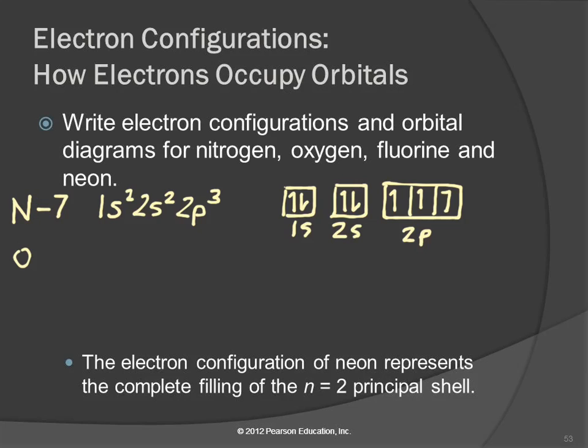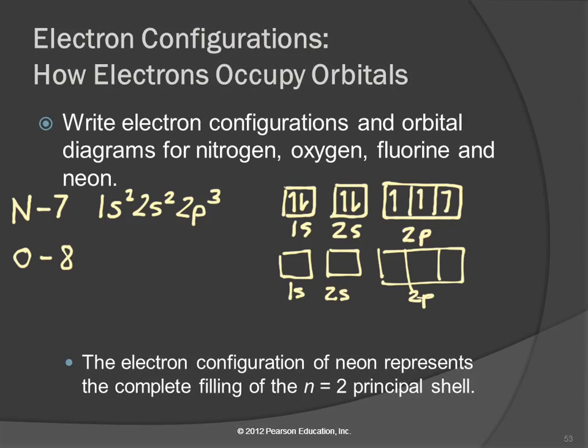So for oxygen, oxygen has 8 electrons. So again, 1s, 2s, and 2p. The 8 electrons are going to go 1, 2, 3, 4, 5, 6, 7, and this 8th electron has to pair up. So it's going to have an opposite spin with the electron in that first orbital. Then the electron configuration will be 1s2, 2s2, 2p4, right? So we've got 4 electrons in this 2p now.